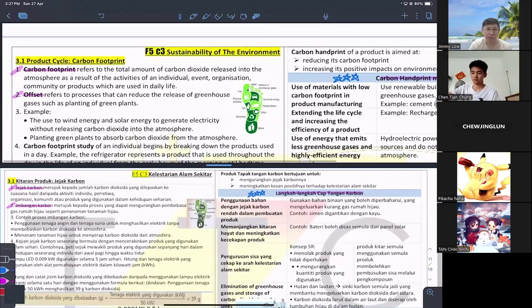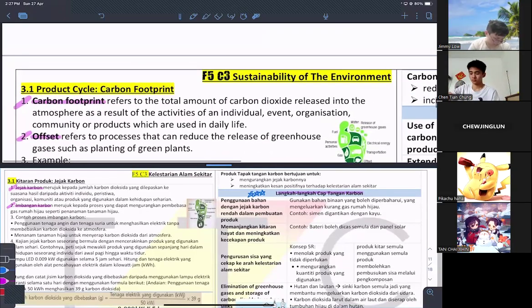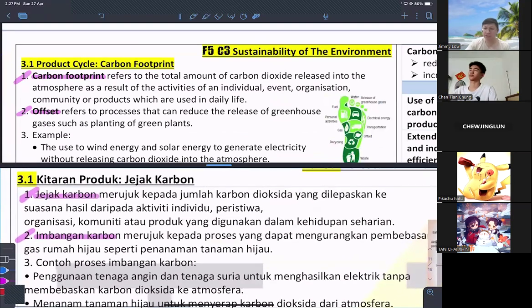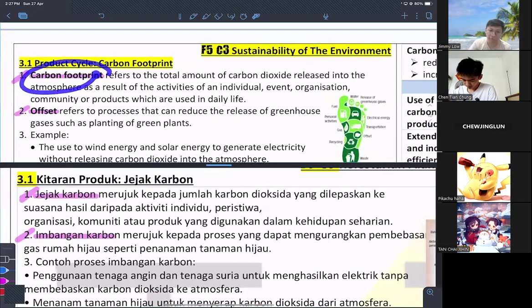So chapter five, chapter three. You have to know what is carbon footprint. Carbon footprint means any activity that releases carbon dioxide into the atmosphere. Any activity. That is all what is so-called carbon footprint. You own the factory, you run the factory, you drive a car. Even though you're breathing, you excrete carbon dioxide. It's a kind of carbon footprint.